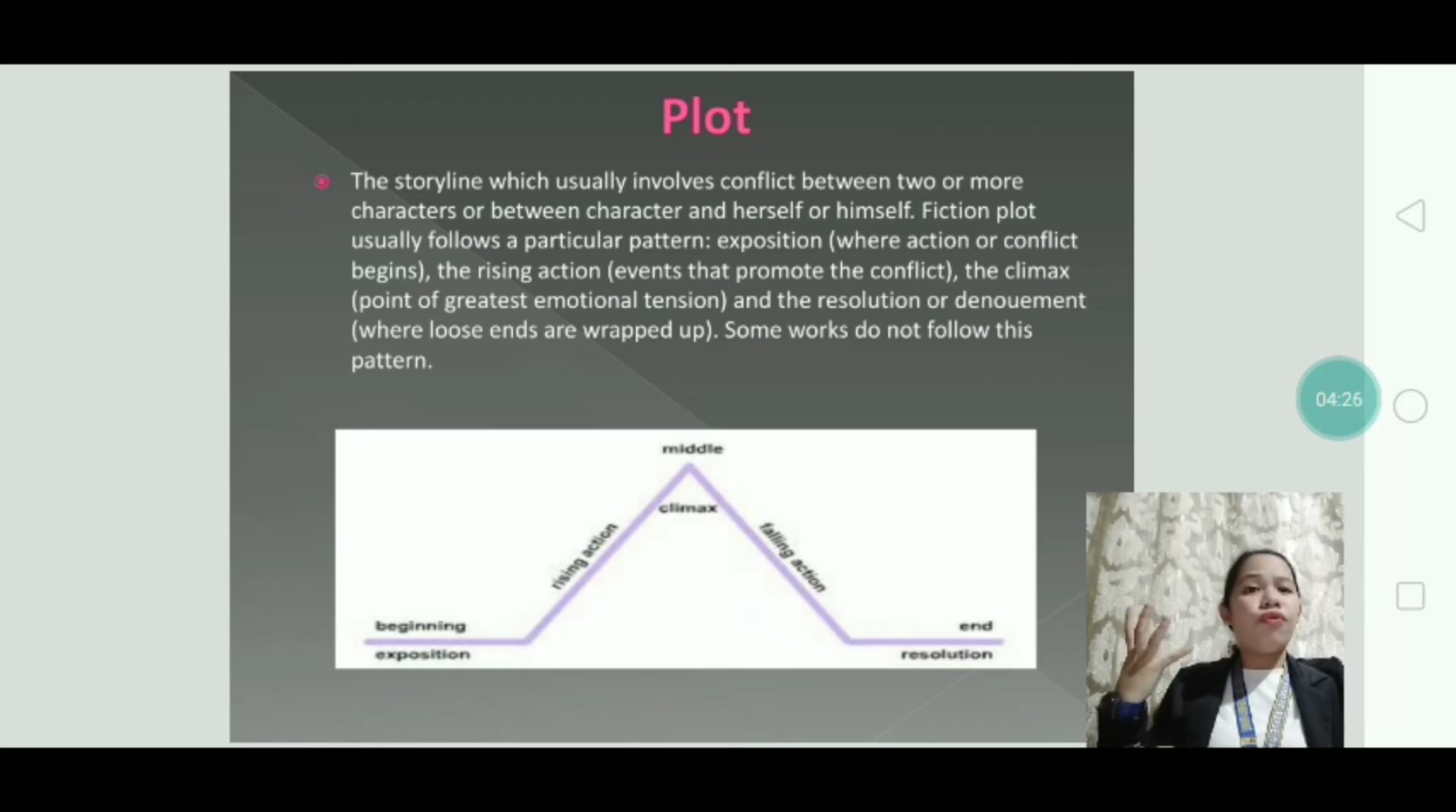Okay, for the plot, it is the sequence of the events of the story. Take note that exposition is the beginning, next is the rising action, the middle or the climax, where the greatest tension is presented in the story, the falling action, and the resolution or the denouement.